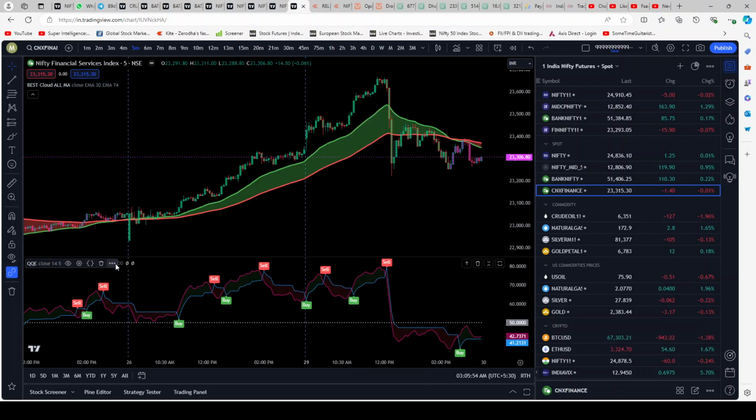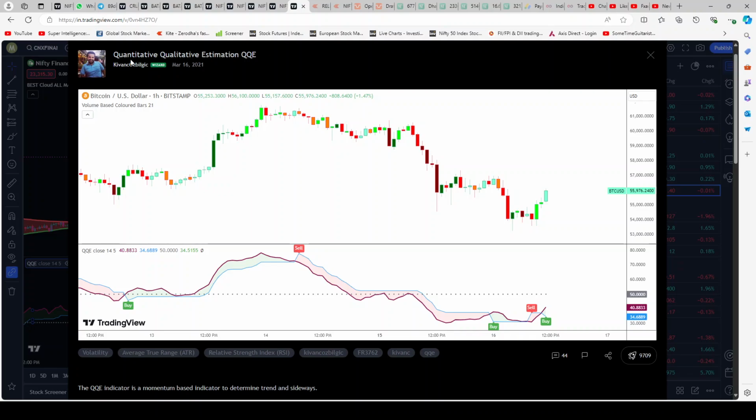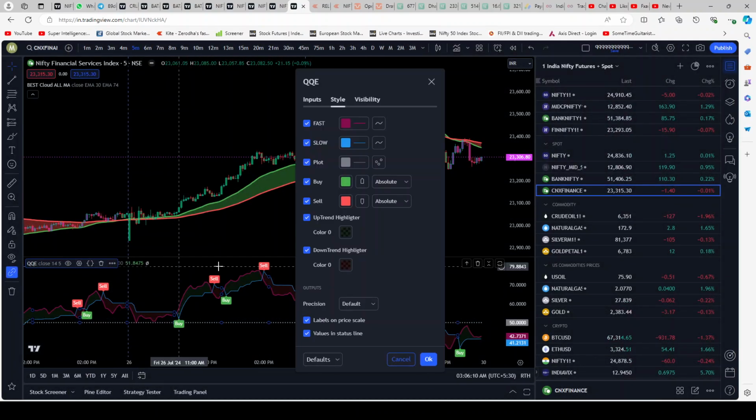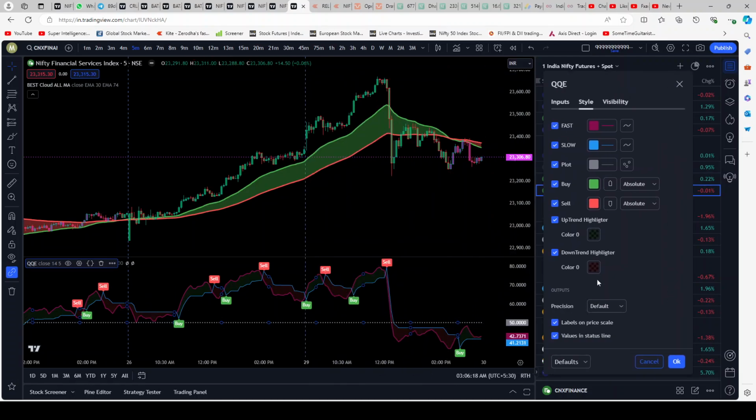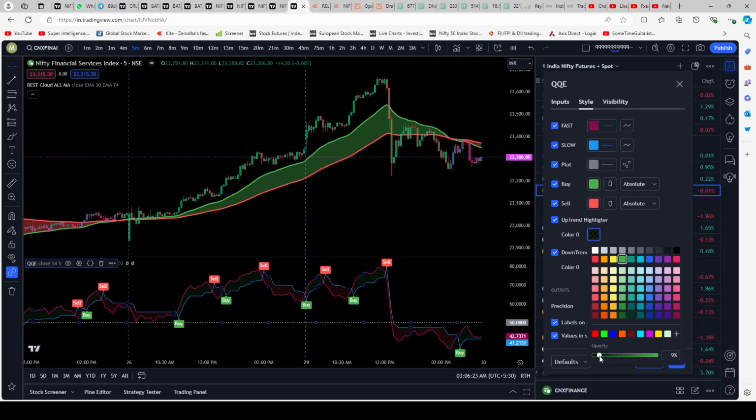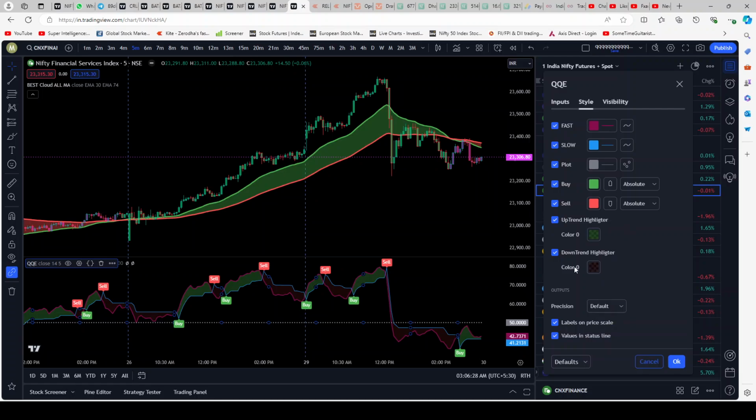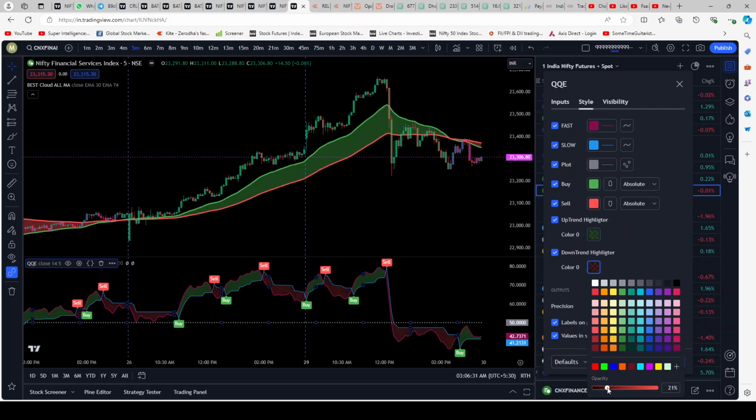At the bottom, we are using an indicator called Quantitative Qualitative Estimation, QQE, by Kevin Osblick. All right. On this, we have made absolutely no setting changes. If you reset settings, it is exactly the same. Though at times I'm tempted to make this green a little darker. Let me do that. By default, it comes at 10%. I can make that 30% so that it's a little more visible. And this also, the red color also, I'll make it 30%.